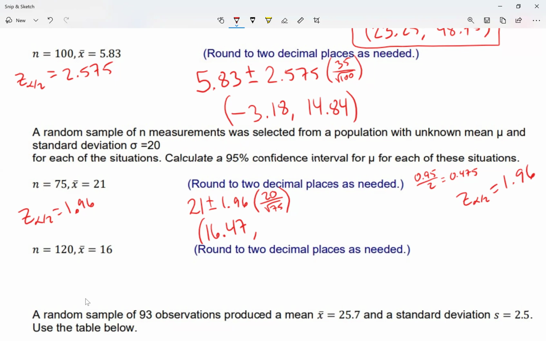Now my big value, I'm going to use the plus now. 21 plus 1.96 times 20 divided by the square root of 75. In my case, I'm going to round my answer to 2 decimal places. I get 25.53. Make sure you don't forget to round. I had a 6 that was big enough to push the 2 into a 3. Okay.